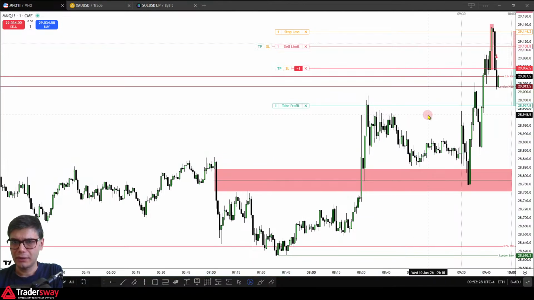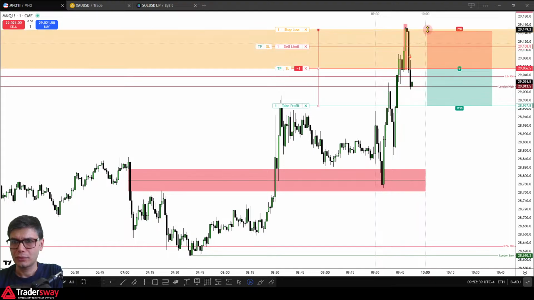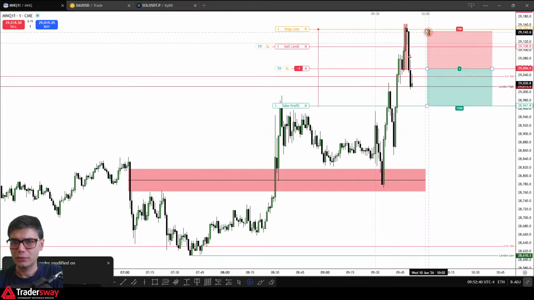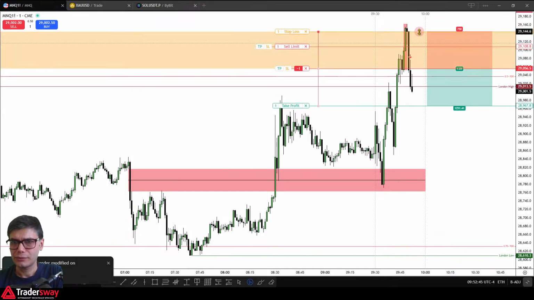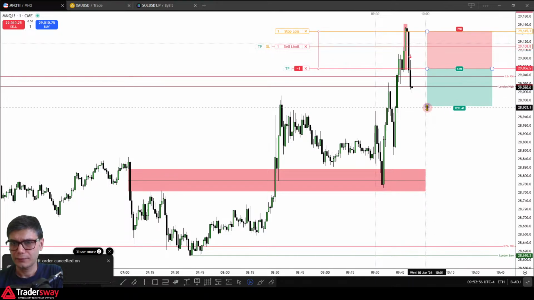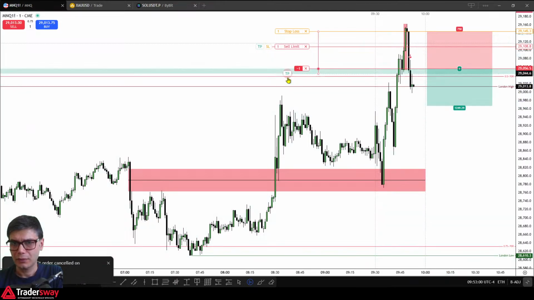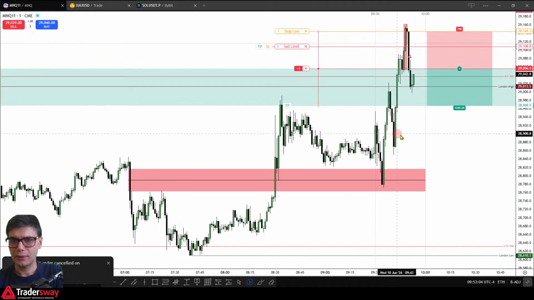So the new daily opening gap, I don't need it anymore. That's 50% of the previous day's range. Okay. So stop is here. It should be right there.